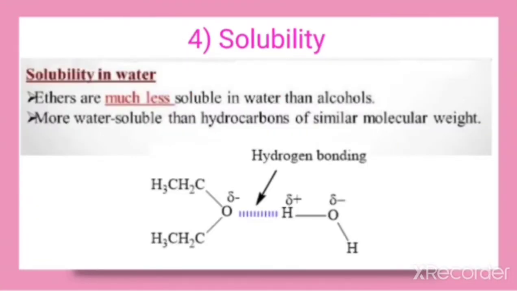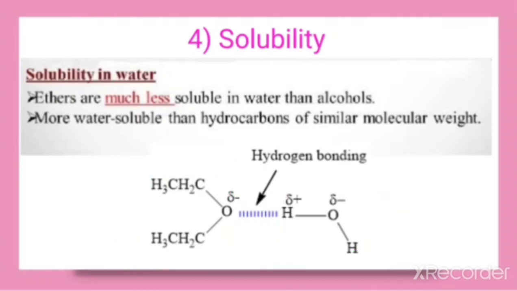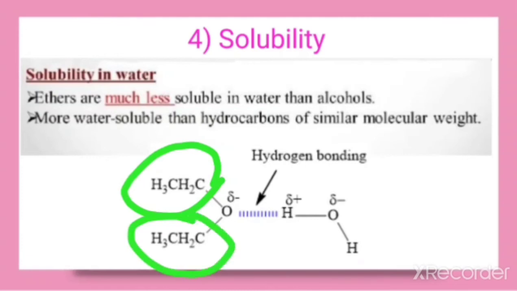Solubility. Ethers are soluble in water because they can also form hydrogen bonds with water, as shown here. Between the ether and the water molecules, a hydrogen bond is found between the oxygen of ether and the hydrogen of water. Because of this reason, ethers are soluble in water just like alcohol, but the solubility of ethers is less in comparison to alcohol, because of the presence of the alkyl group here.